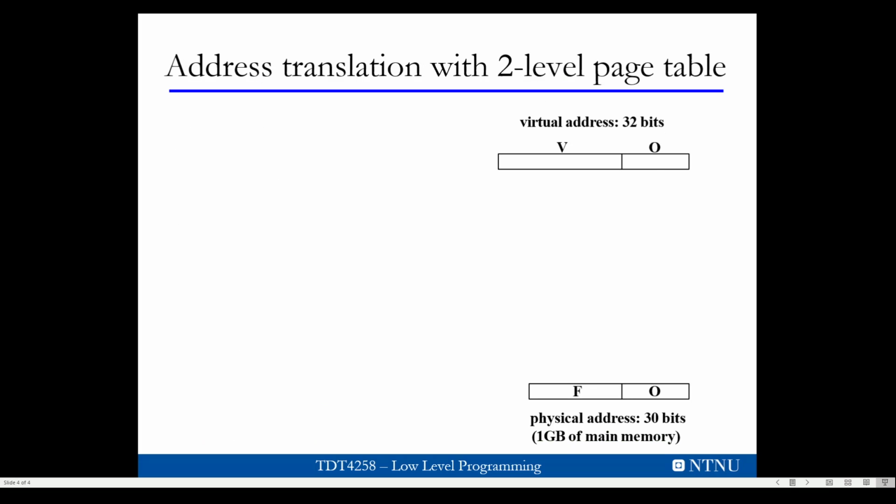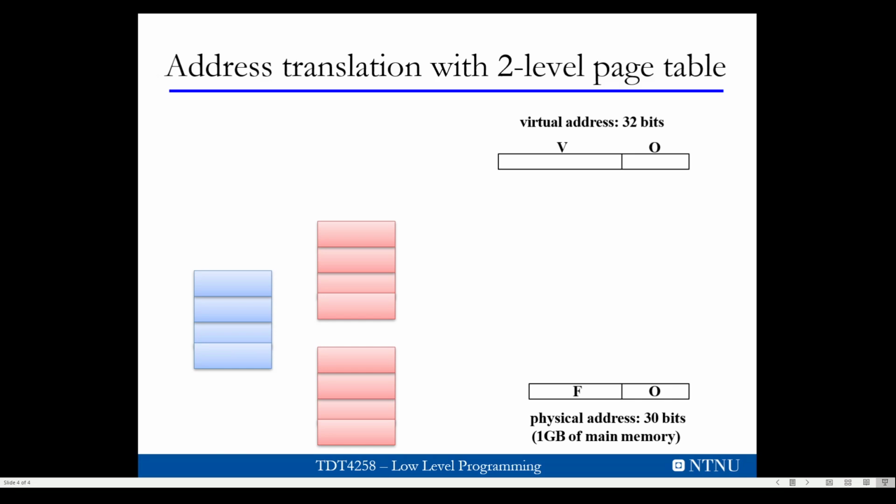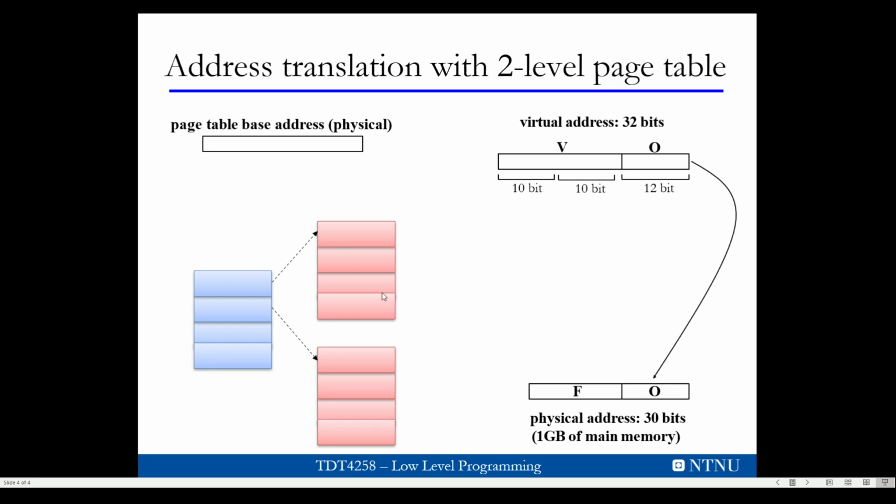Let's now see how exactly address translation happens with 2 level page table. So we have 2 levels of page tables. The tables at first level point to tables at the second level. And this is how we divide our addresses into byte offset and virtual page numbers. Byte offset, or page offset, doesn't really change.